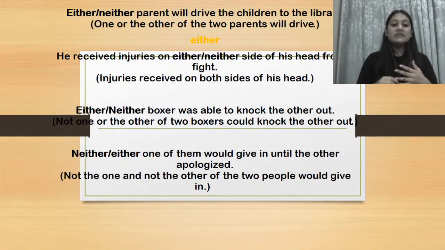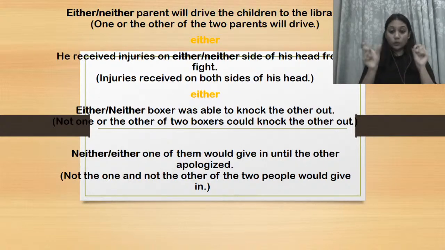Second, he received injuries on either or neither side of his head from a fight. So it says injuries received on both sides of his head. So that means it is either, right? Again, it says on both. So he has received injuries on both sides of his head.